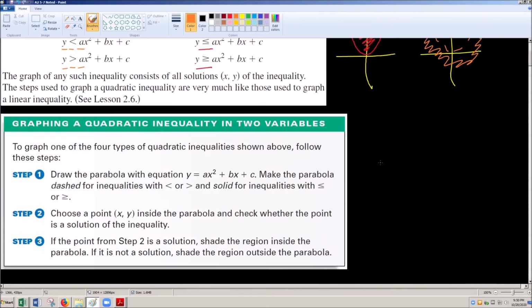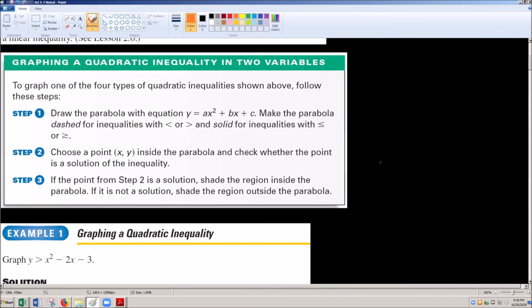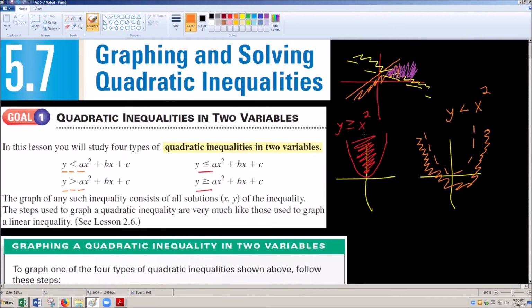So when we're graphing a quadratic inequality with two variables, there's a couple things we want to keep in mind. The first is that we're just going to draw our parabola, and then we're going to make sure whether it's solid or dashed based on the inequality sign. From there, our suggestion in these instructions is to pick a point inside the parabola and clearly check whether it works. I'm going to tell you that we can always use this above or below description that I used here.